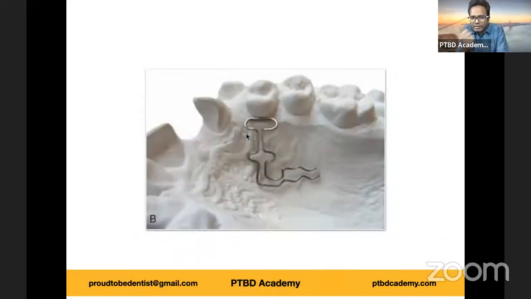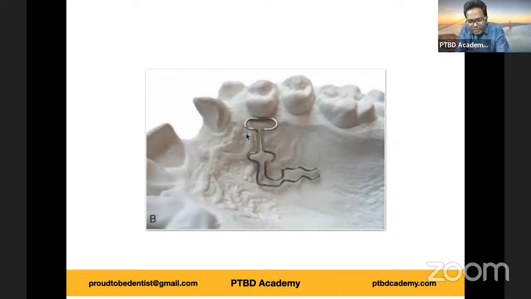Now try identifying this spring design or configuration. It again resembles the shape of one of the letters in your English literature. So what spring design are we talking about? It's used for buccal movement of canines, premolars, as well as molars. As you can see, it's placed from the palatal side and it is being engaged in such a way that it promotes buccal movement. Yeah, T-shaped, right? So T spring.